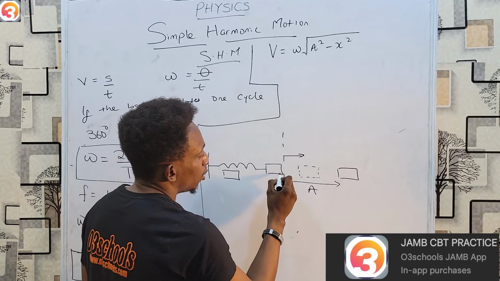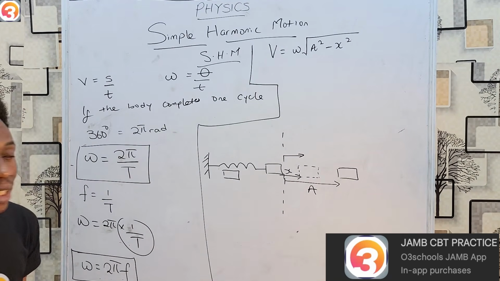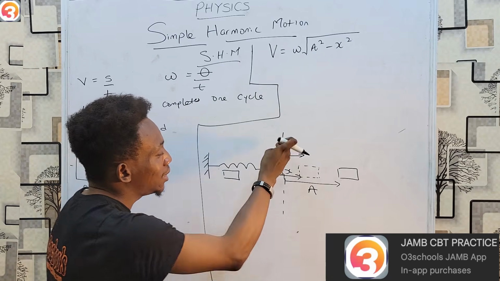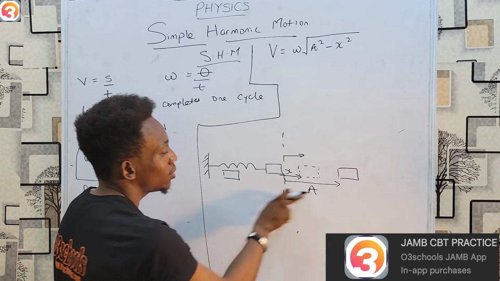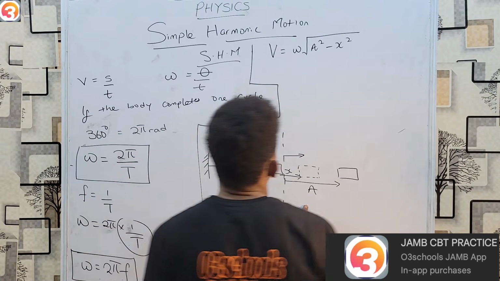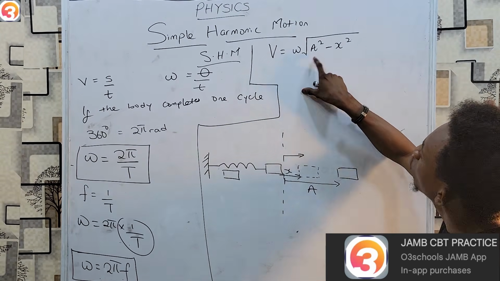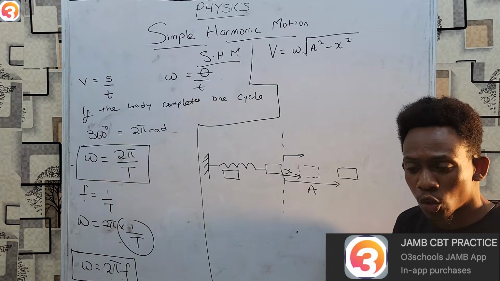Then in that case, from here to here is my x. So x represents the displacement from the equilibrium position, how far you have moved from it. So here to here is my x, this is my amplitude. Therefore, the velocity v is simply equal to omega square root of the amplitude squared minus x squared.